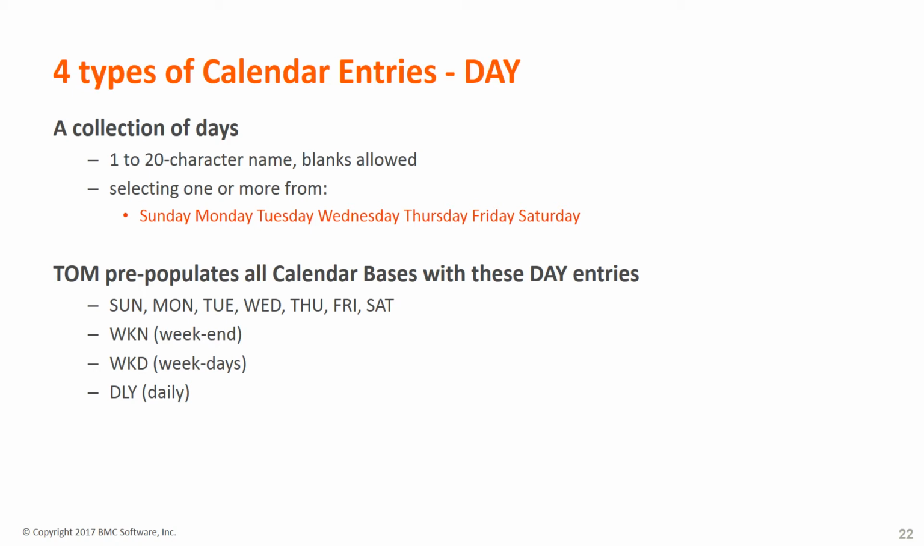The calendar definition base contains 4 types of entries. The first type we're going to talk about is the day type. And the day type of entry is a collection of days. You can give it a 1 to 20 character name, including blanks. And what it essentially does is you're building a collection of different days of the week. Now, TOM provides some pre-populated values, including 1 for each day, 1 for weekends, 1 for weekdays, and then 1 for daily to include all days of the week.